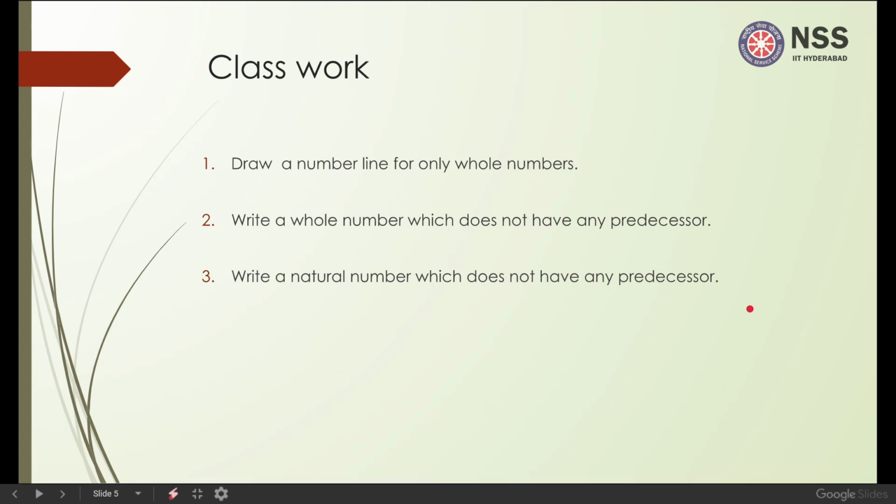Now, write a natural number which does not have any predecessor. Pause this video and try to solve this question. So, natural numbers are all the numbers which we can count, like 1, 2, 3, 4 and so on. Let us find the predecessor of 1. The predecessor of 1 is 1 minus 1, which gives us 0. But 0 is not a natural number. It's a whole number. Therefore, the natural number which does not have any predecessor is 1.